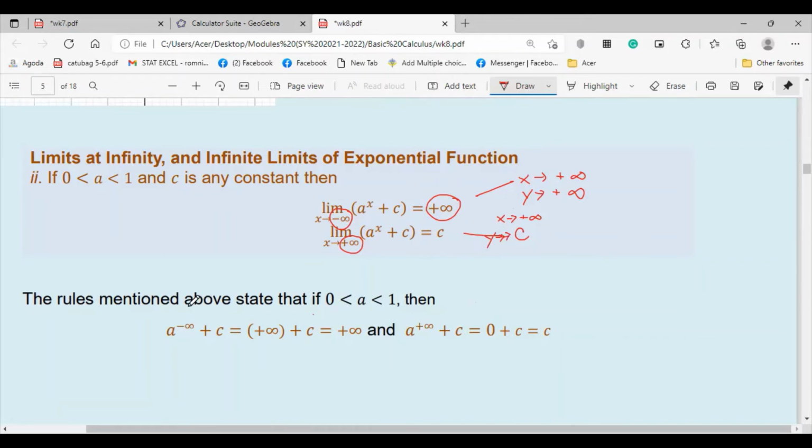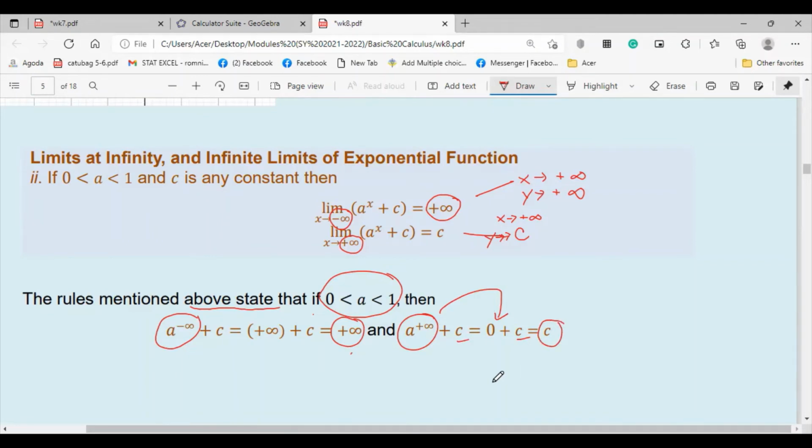Kaya nga, pwede daw natin i-restate yung sinasabi ng rule that when a is in between 1 and 0, then when you keep on decreasing to negative infinity the exponent of a, papunta yan sa positive infinity, ang y. Pero kapag in-increase mo ang exponent ng a, take note, this is the condition, a is between 0 and 1. You keep on increasing, ang bibigay naman sa iyo na exponent na value magsi-0 siya. So 0 plus c, c.